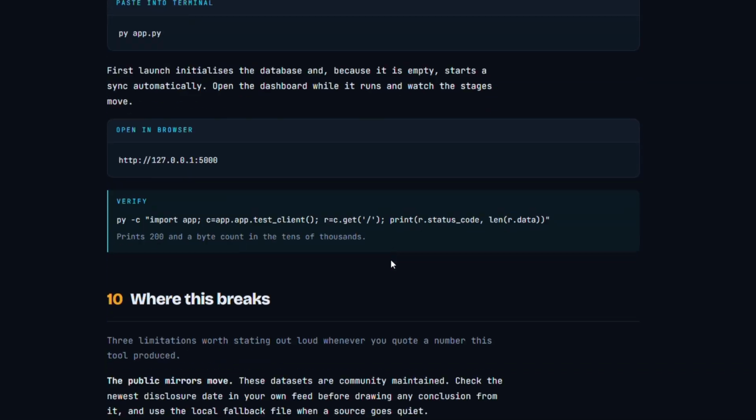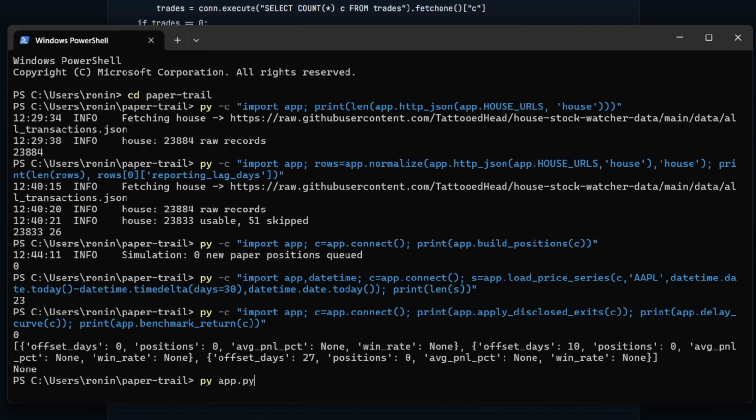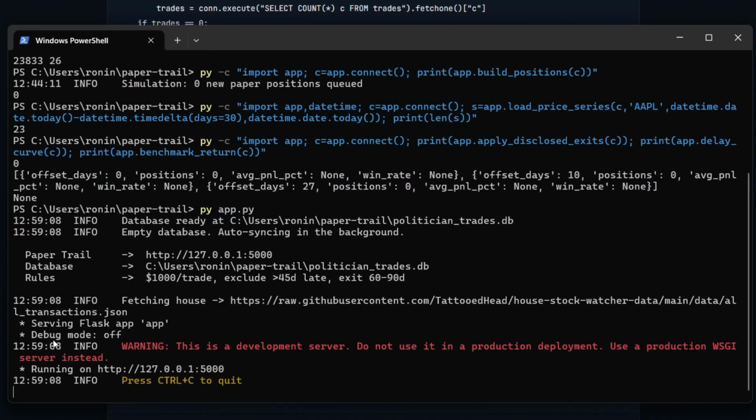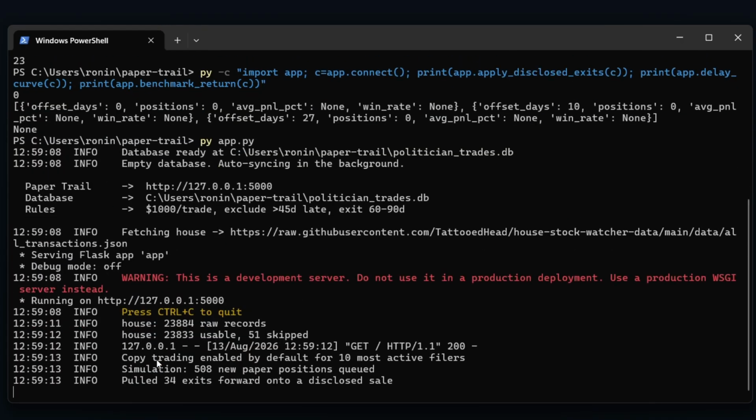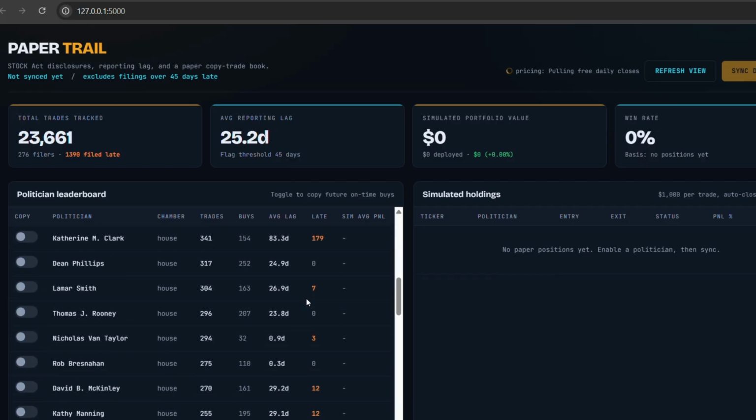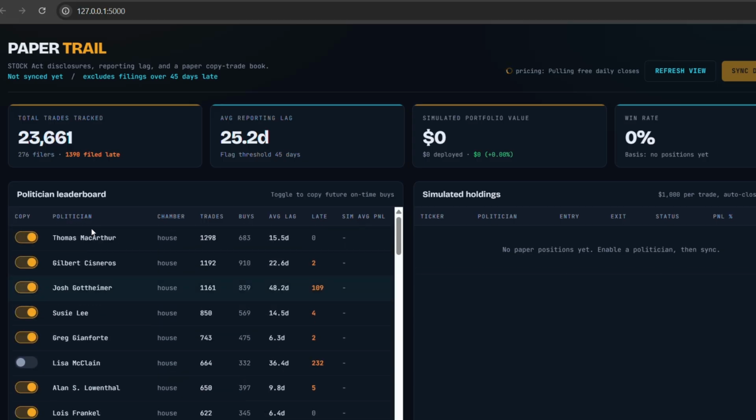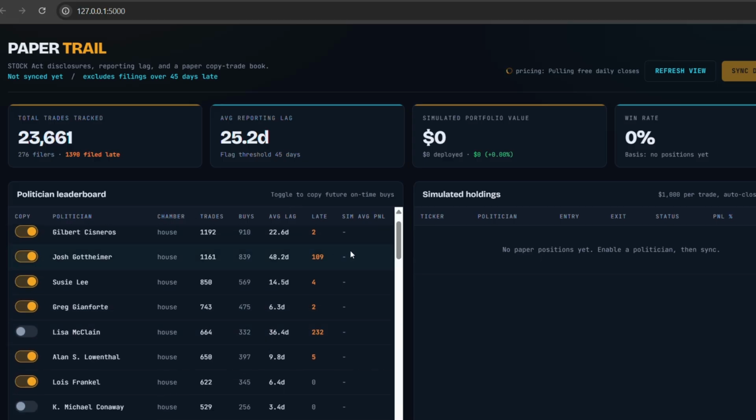Let us run it clean. One command starts the server, the database initializes itself, and because it is empty on first launch, the sync fires automatically in the background. You can watch it move through the stages: fetching, storing, simulating, pricing. Thousands of filings go into SQLite. The filer list gets built, and the most active filers get enabled on the copy list by default, so the dashboard is not empty on first look.